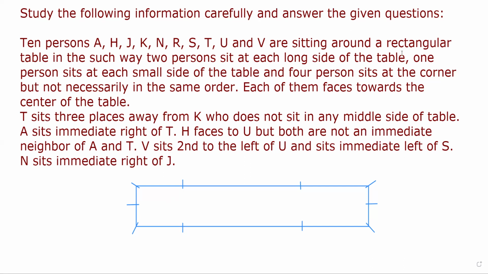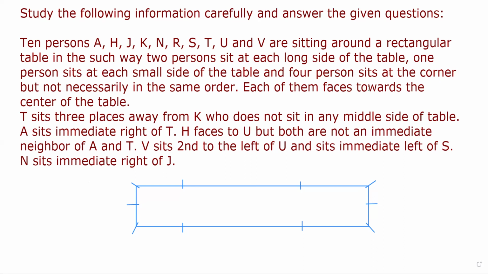Firstly, it is already mentioned that it is a rectangular table. So I have already drawn a rectangle, and then it is mentioned that 4 persons sit at the corners. So I have marked the 4 corners, and there will be 4 persons, and 2 persons sit at each long side of the table. So obviously 1 and 2 on the long side.